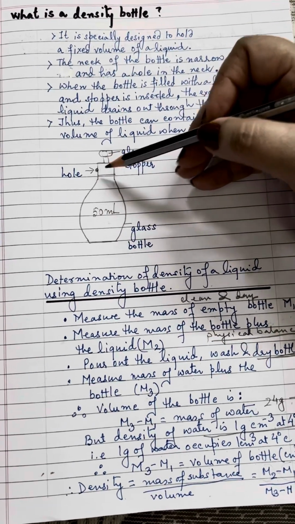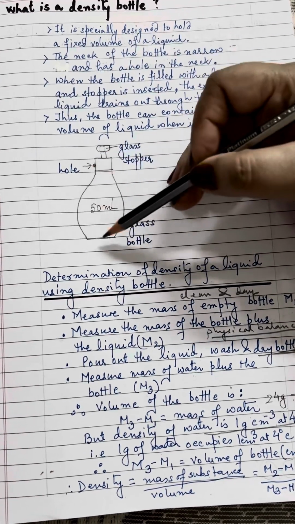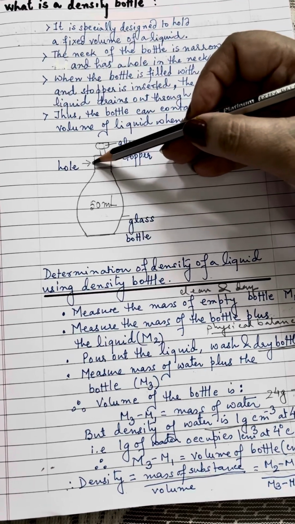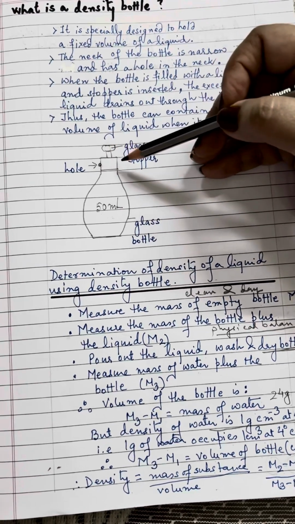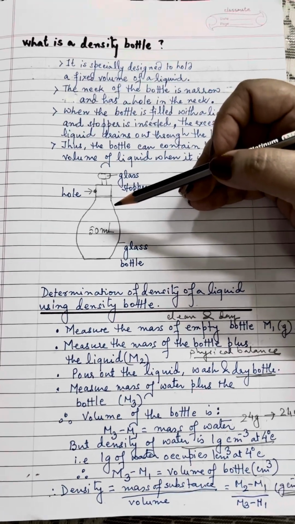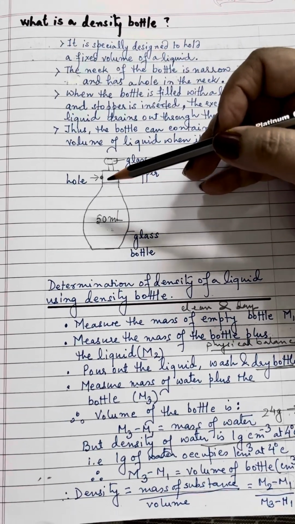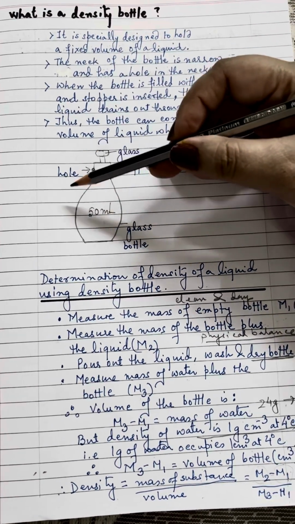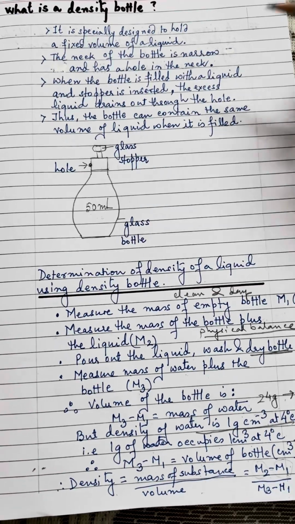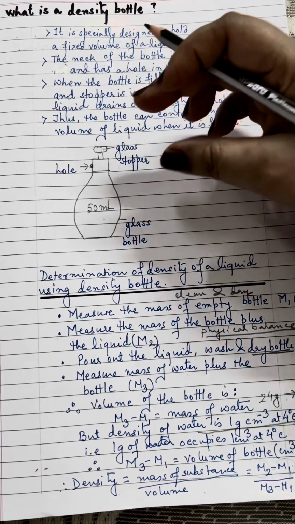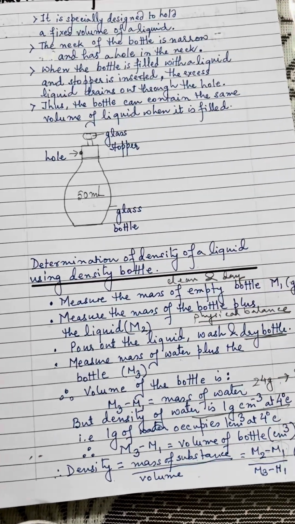This has got a narrow neck. It is a glass bottle with a glass stopper and with a hole in the neck. So if you completely fill up the bottle with any liquid, it will take only that amount of liquid which it can hold. After inserting the glass stopper, the excess of liquid will be flowing out of the hole. So every time it can hold only a certain capacity of the liquid.